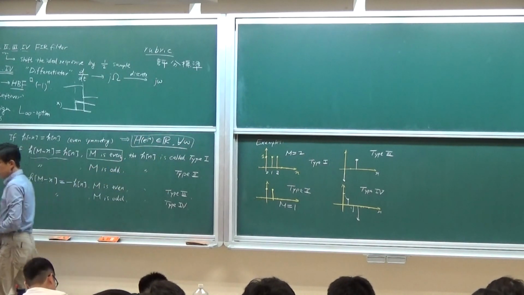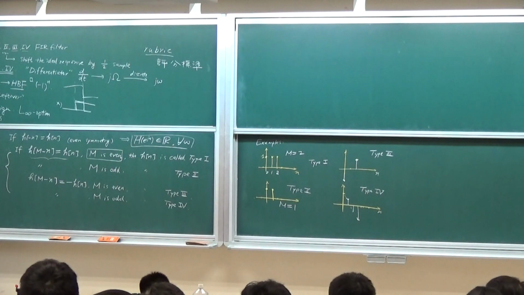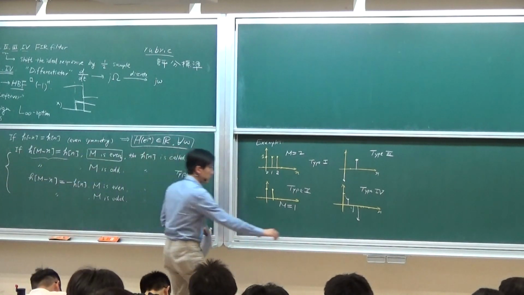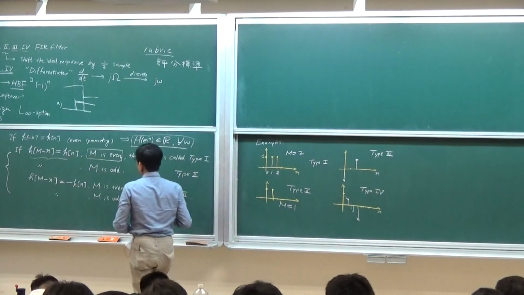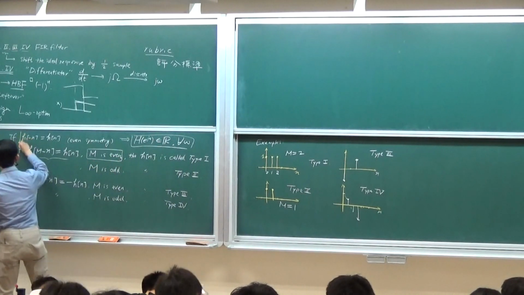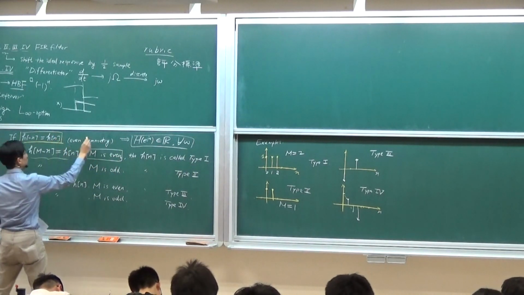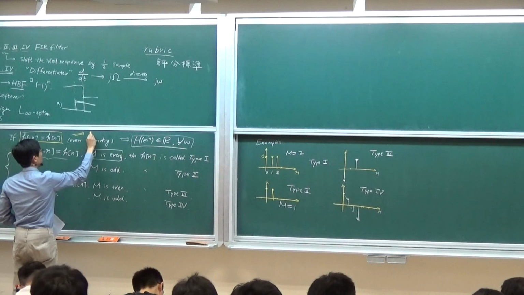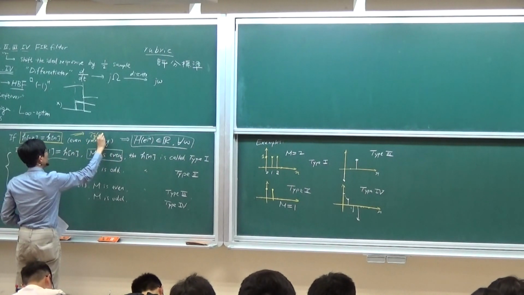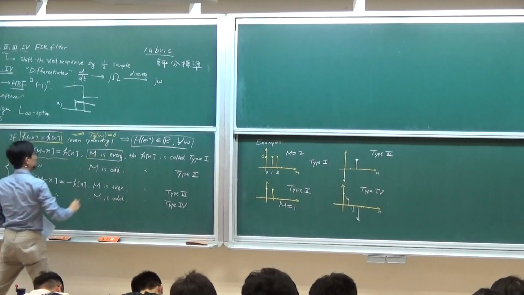So the consequence of the Fourier transform being real is that the group delay is going to be 0. The group delay of any such system, at every frequency, is going to be 0.